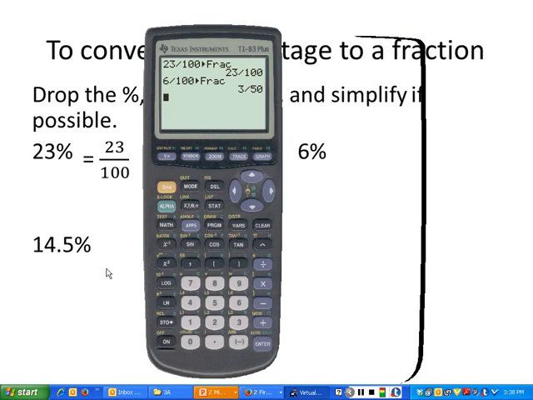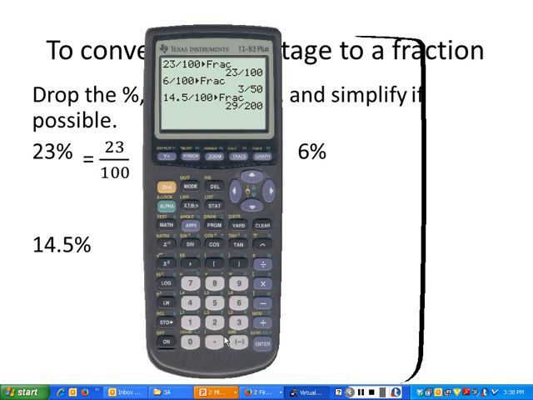14.5% would normally be an issue if we had to work the problem by hand. Now we don't have to work the problem by hand because we're way beyond that. So if we need 14.5% as a reduced fraction, we just type in 14.5 divided by 100. We want that as a reduced fraction, so math, give me the answer as a fraction, and enter one more time is 29 over 200.